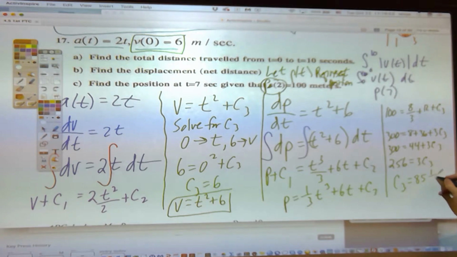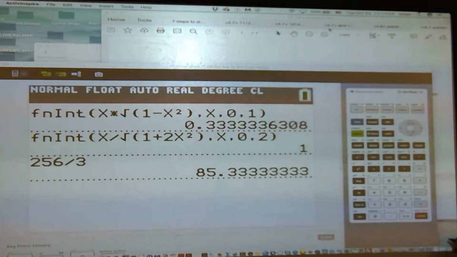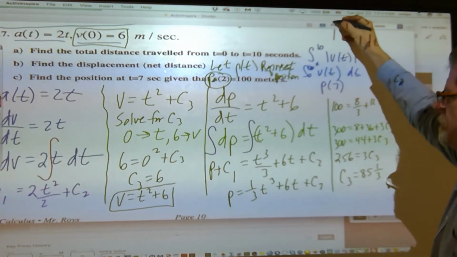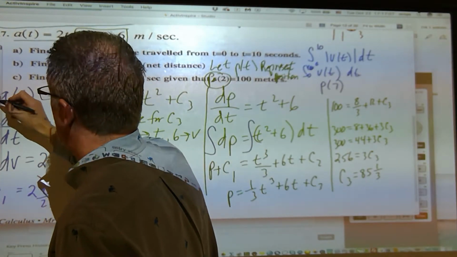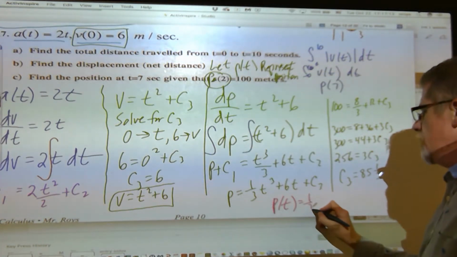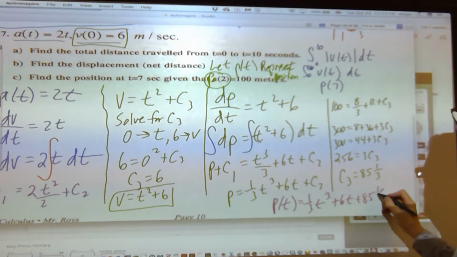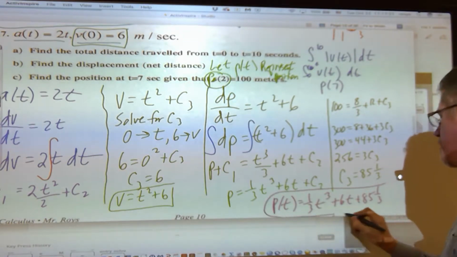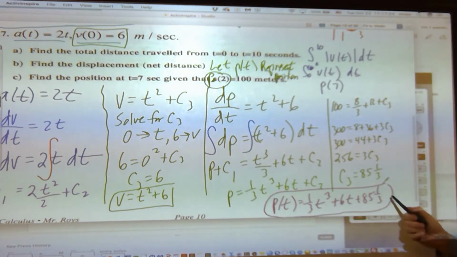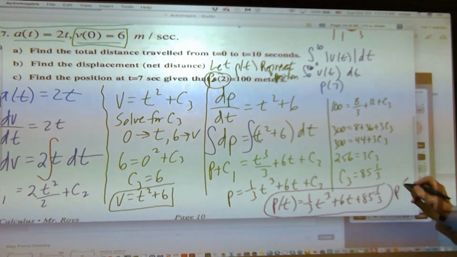So I get C3 is 85 1/3. So that means that my position formula, now that I finally found the member of the family that corresponds to this initial condition, the formula I'm going to use to answer part C is that P of T is 1/3 T cubed plus 6T plus 85 1/3. And to answer part C, all I have to do is evaluate this function by plugging a 7 in for both of those T's. So whatever P of 7 is would be the answer.